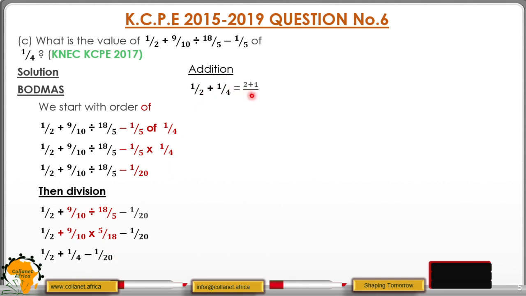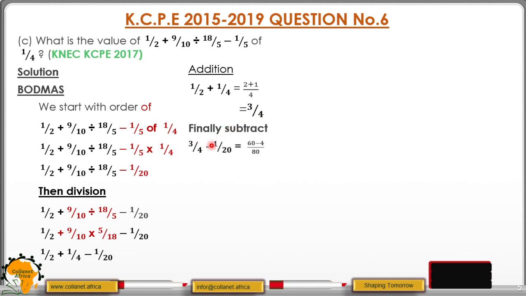Get the LCM, which is 4. 4 divided by 2, you get 2 times 1, you get 2. 4 divided by 4, you get 1 times 1, you get 1. So the addition will be 3/4. Then after we are through with that, we go to subtraction.